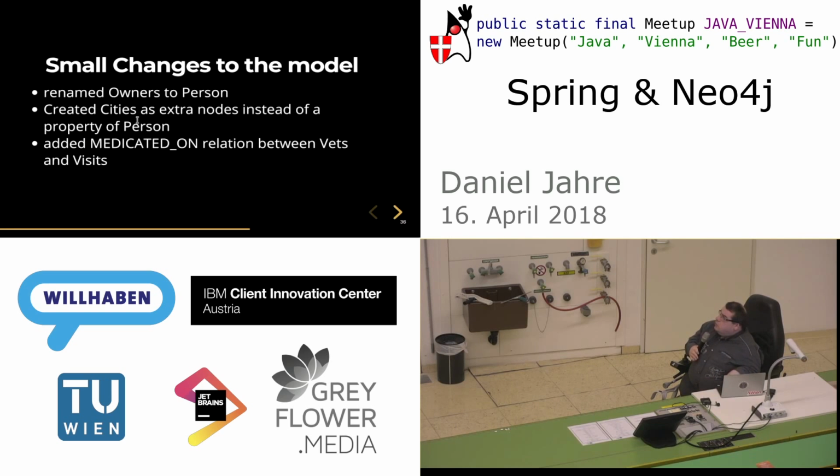And what I also did, I pulled out the cities as extra node. They are in the owner table in the original model. In a richer relational model, you would pull them out as well, the address data usually. And I will tell you why I did that. And what I also did on the model, what I haven't put to the front end, was I added a medicated on relation between the vets and the visits to fix that flaw in the model.